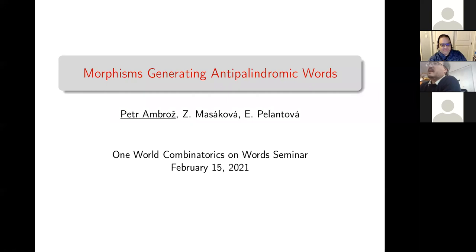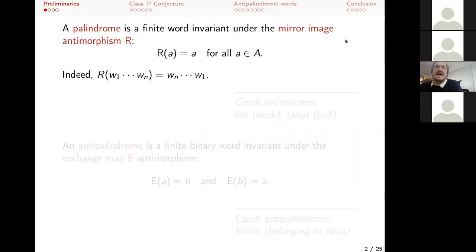Okay, so thank you for this opportunity to present our work. I will be speaking about morphisms generating antipalindromic words. So I will be speaking about antipalindromes, and I will also be speaking about palindromes. Just a short reminder: everyone in here knows that a palindrome is a word which is the same when read backwards, but what we use more is that it is a word which is invariant under the mirror image antimorphism R.